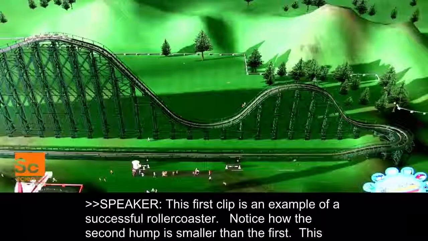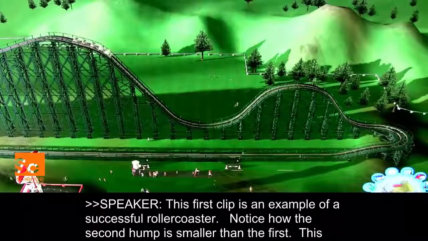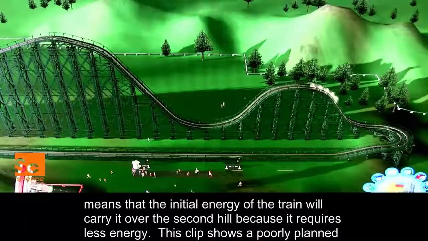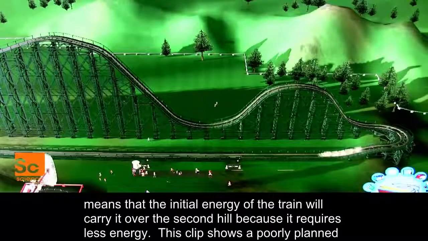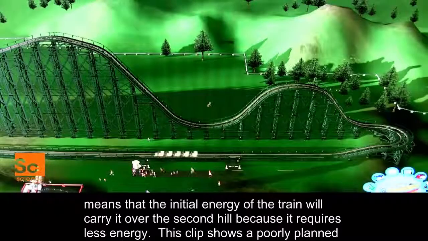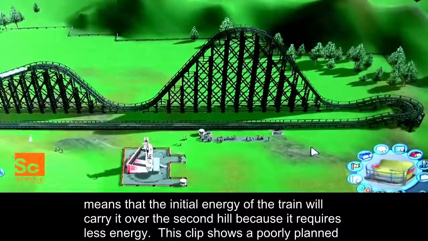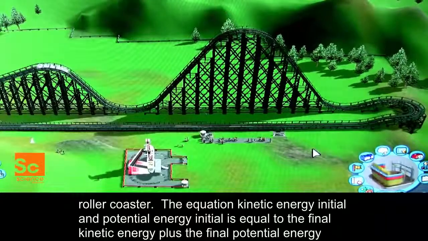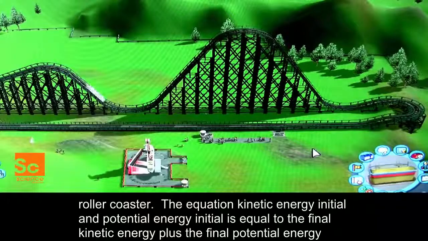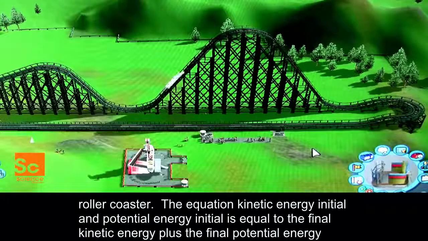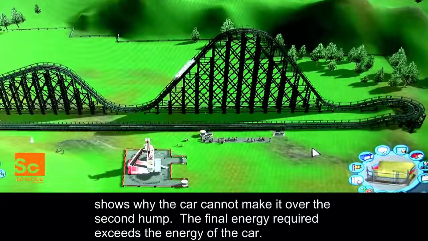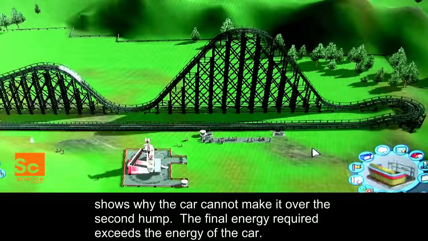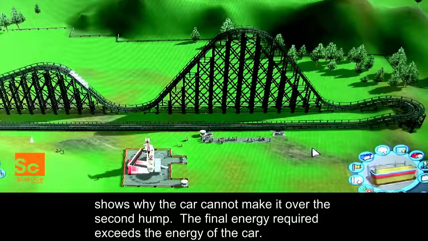This first clip is an example of a successful roller coaster. Notice how the second hump is smaller than the first. This means that the initial energy of the train will carry it over the second hill because it requires less energy. This clip shows a poorly planned roller coaster. The equation kinetic energy initial plus potential energy initial is equal to the final kinetic energy plus the final potential energy. It shows why the car cannot make it over the second hump. The final energy required exceeds the energy of the car.